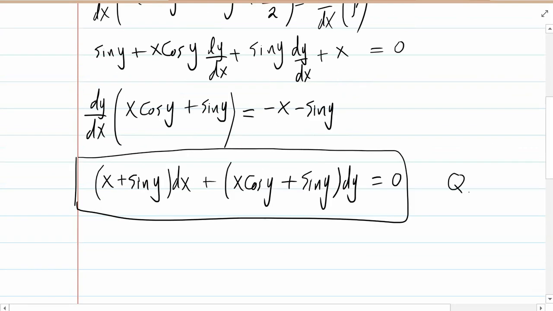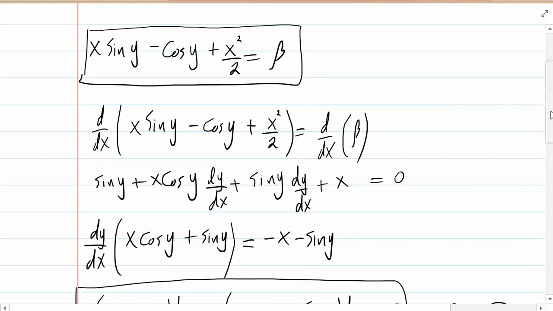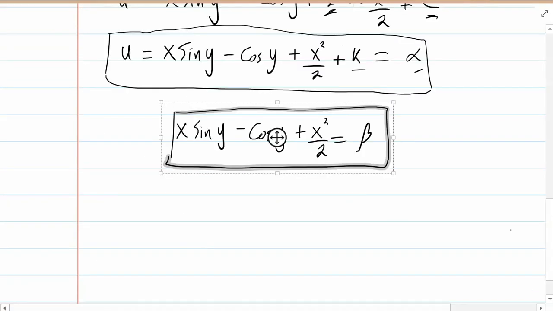So we have confirmed that it is indeed a solution, albeit in an implicit form. I don't believe it would be possible to rewrite in an explicit form. And well, that's all.